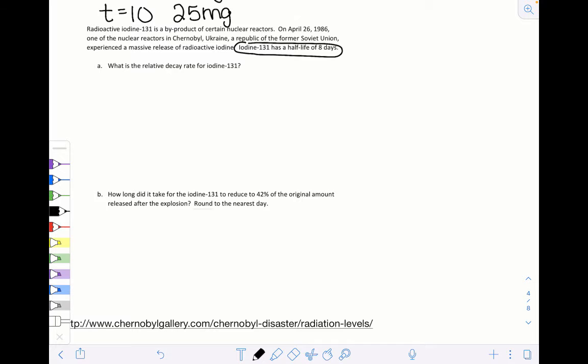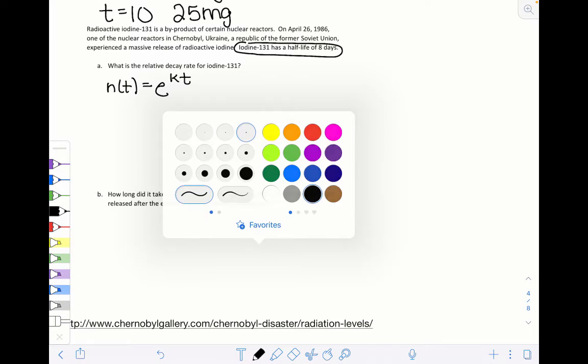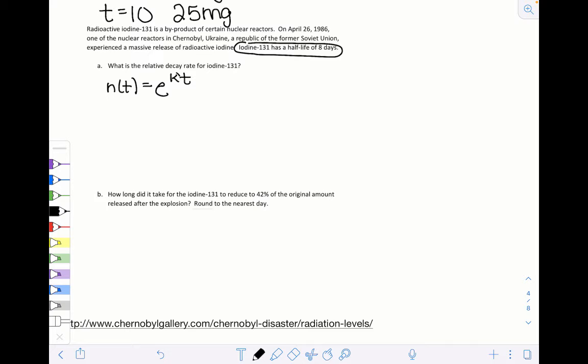So what is the relative decay rate for iodine-131? So this is if we think about the model. To help myself not get mixed up, sometimes I actually don't put a negative in front of the k, but I know that when I'm dealing with decay, I need to make sure that the value I end up with there is going to be negative.